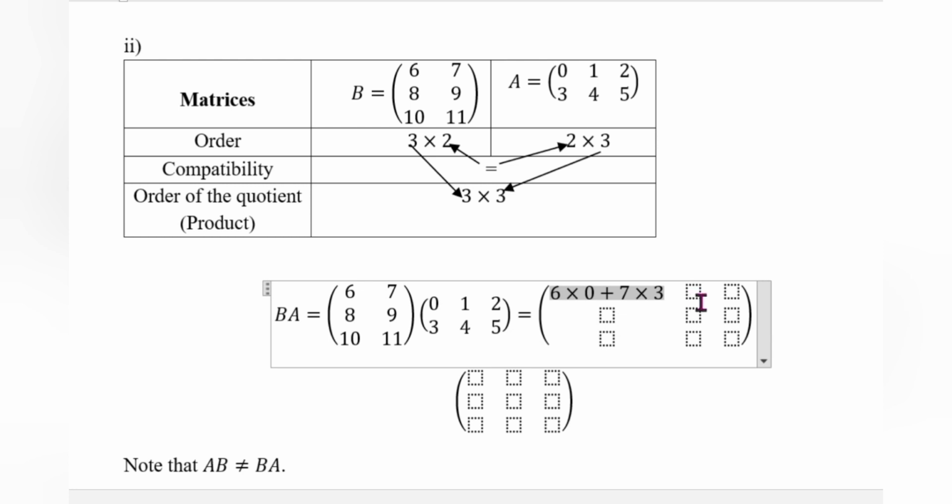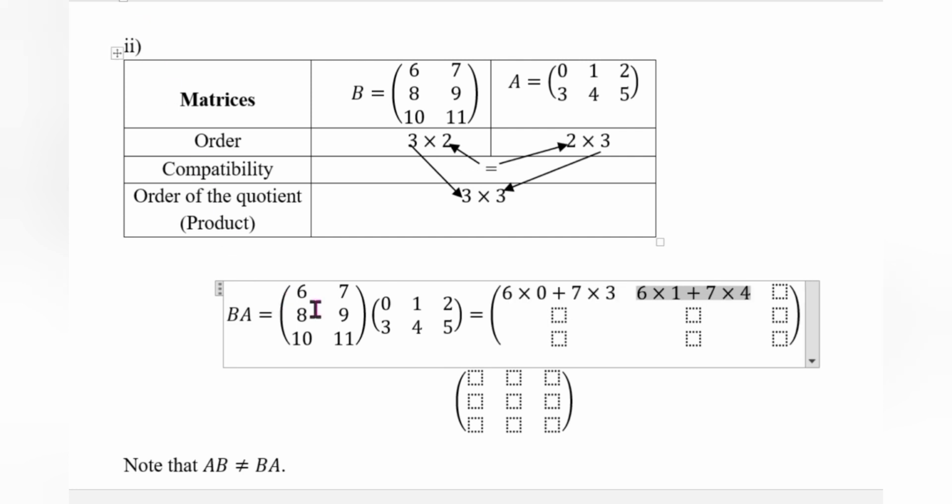And this one is in row 1, column 2. It means you'll multiply the elements of row 1 times the corresponding elements in column 2, because this is an element in row 1, column 2. And when you multiply that, you will have 6 times 1 plus 7 times 4. Then this one is in row 1, column 3, meaning we shall multiply elements in row 1 times column 3, and that gives you that result.